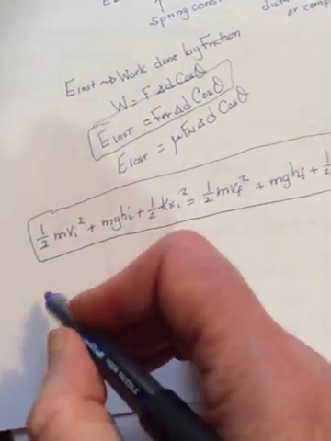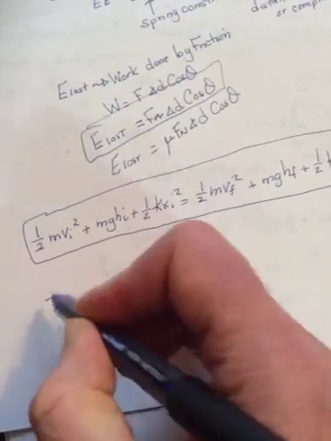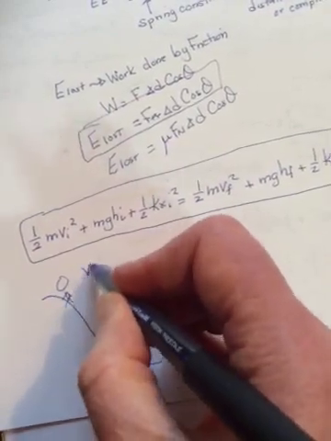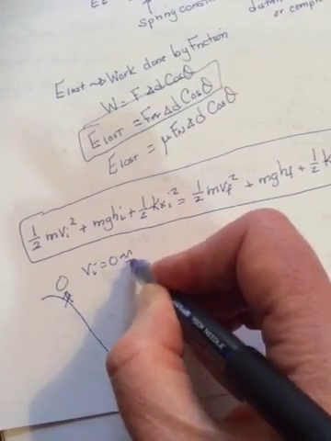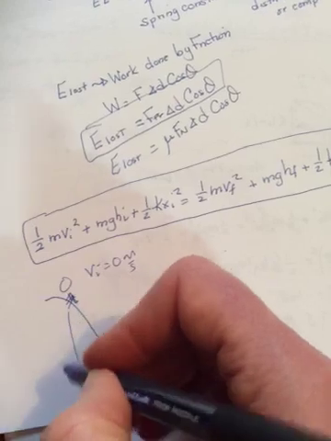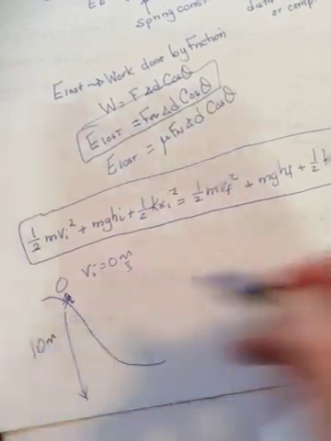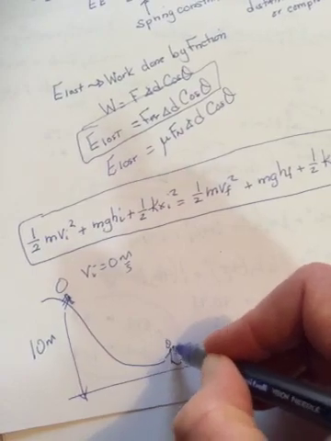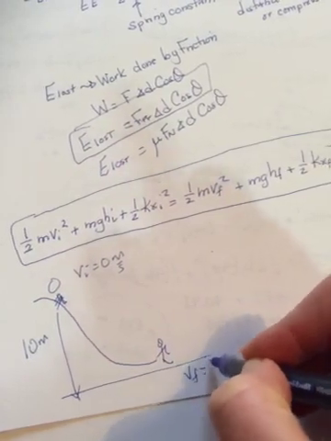So we would use this if, remember last year, there was a kid on a slide. And so the kid was sitting up here with an initial speed of 0. And the height is maybe, let's make it a fun slide, 10 meters high. And we could find the speed of the kid at the bottom, the v final.